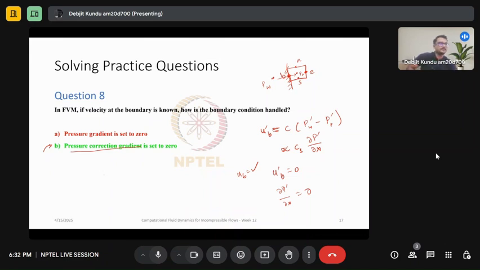On the other hand, if the pressure is known at the boundary, then the pressure correction itself is set to zero at the boundary instead of the gradient. Because then again we know the pressure, so we do not really need correction terms to improve over it. We already have the solution at that point.